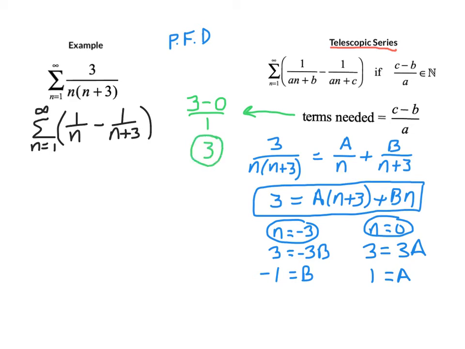It tells us that it's telescopic, and also how many terms we need to write. So when we go to find the sum now, we just start writing the expanded form of this series. So in n equals 1, my term is going to be 1 over 1 minus 1 over 4. So 1 minus 1/4 is the first term. And then the next term, when n is 2, will be 1/2 minus 1/5.